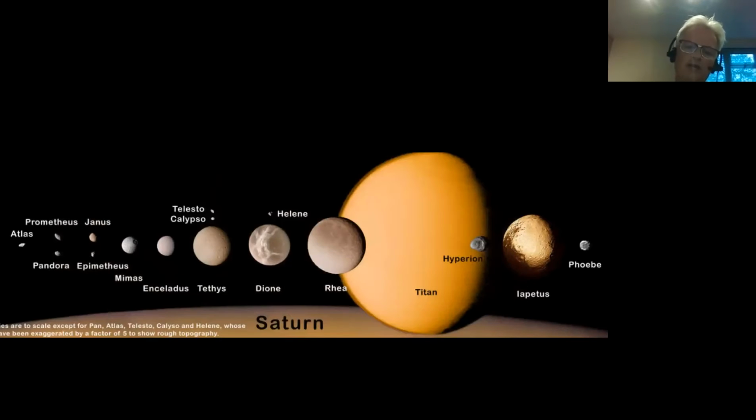So Titan overwhelmingly dominates the moons of Saturn. It's far larger than any of the other moons, and indeed it is the second largest moon in the entire solar system, larger even than the planet Mercury. But the largest moon is in fact Ganymede of Jupiter.